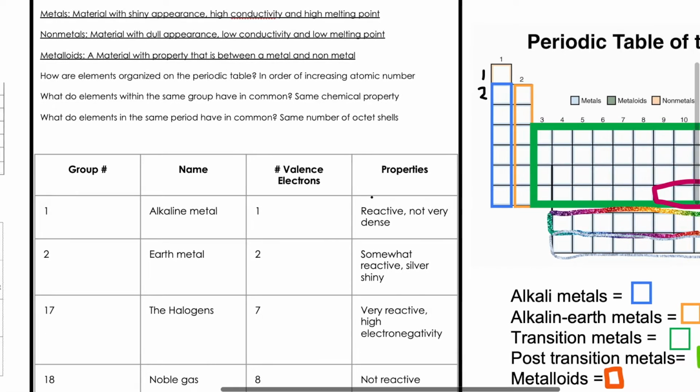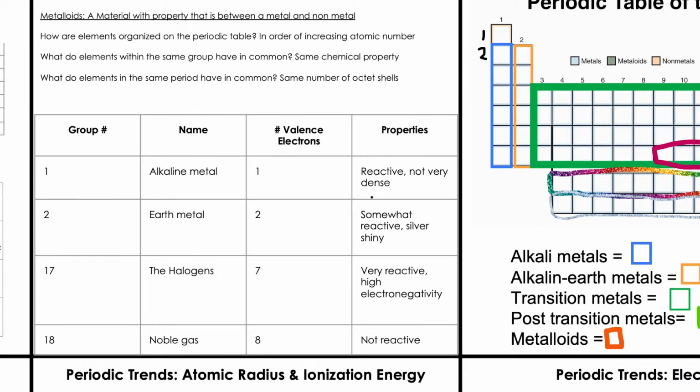Metals, materials with shiny appearance, high conductivity and high melting point. Nonmetals, materials with dull appearance, low conductivity and low melting point. Metalloids, with properties between a metal and a nonmetal. It means that it has some properties of metals and some properties of nonmetals. How are the elements organized on the periodic table? In order of increasing atomic number.